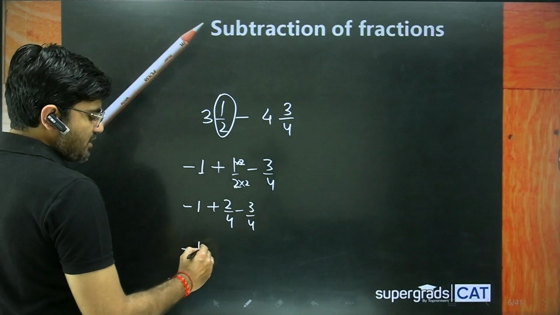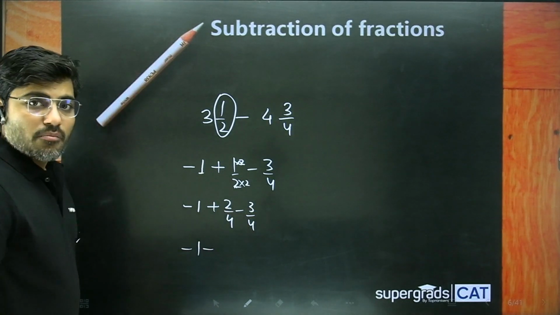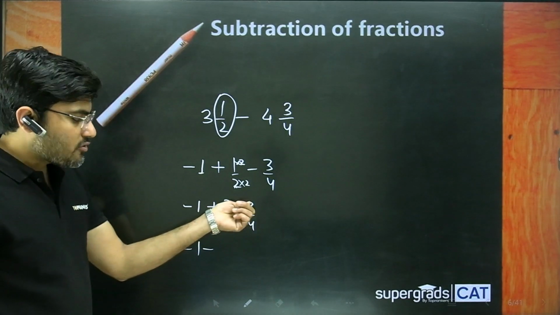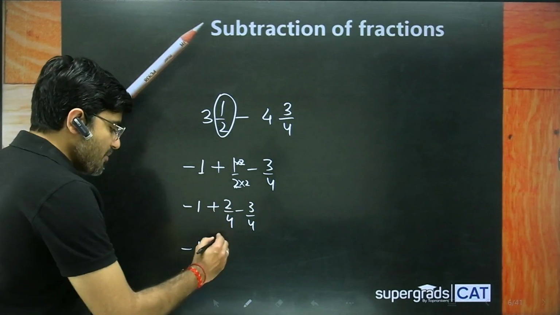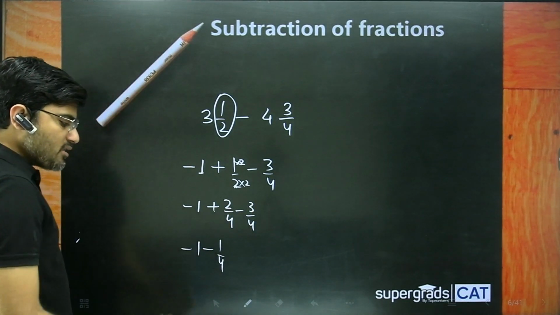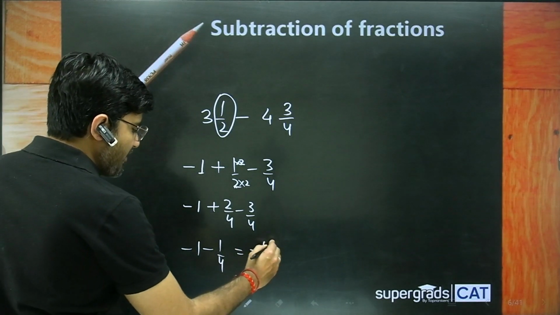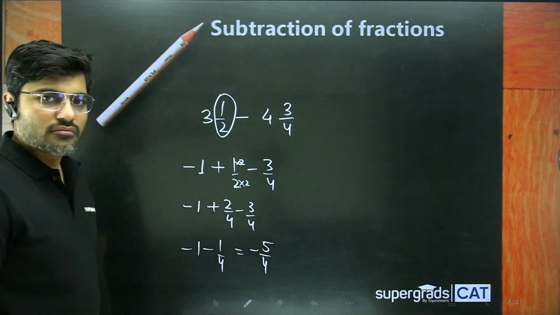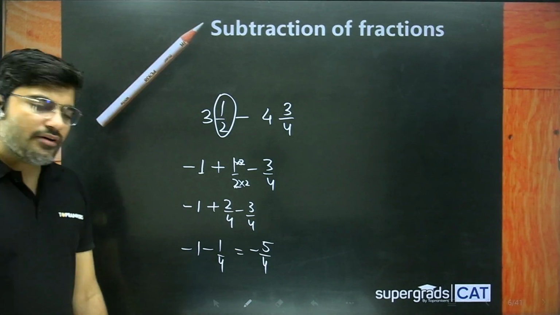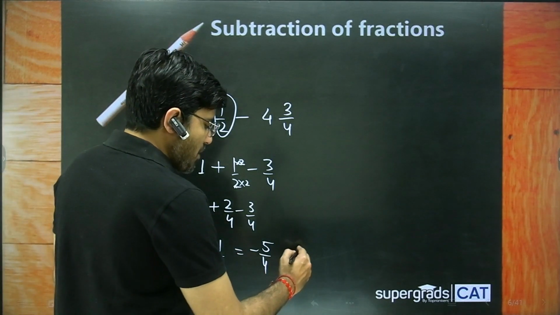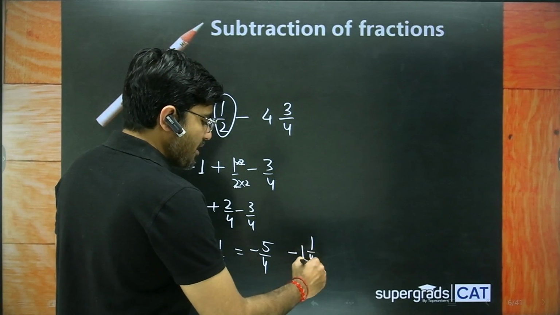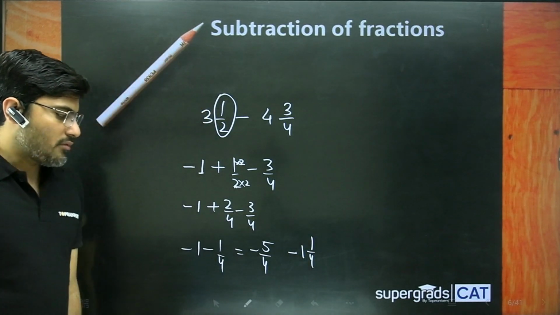So it will be minus 1, minus 1 and further minus because 3 is greater than 2. So it will be minus 1 by 4. And minus 1 minus, if I take minus common, I will get minus 5 by 4. So the answer will be in negative, or I can say minus times of 1, 1 by 4. That can also be written.